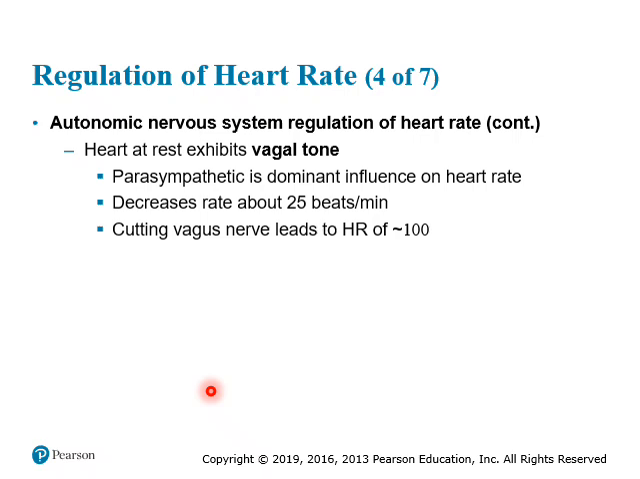The autonomic nervous system of the heart pretty much would give the heart, also a heart that is at rest, its vagal tone. The parasympathetic is a dominant influence on the heart rate. It decreases rate about 25 beats per minute. The vagal nerve leads to a heart rate of more or less 100 beats per minute.